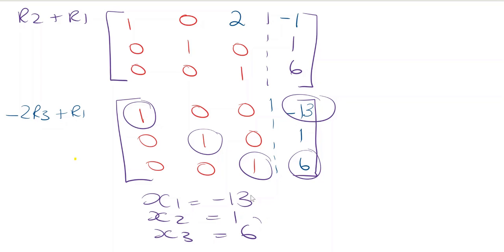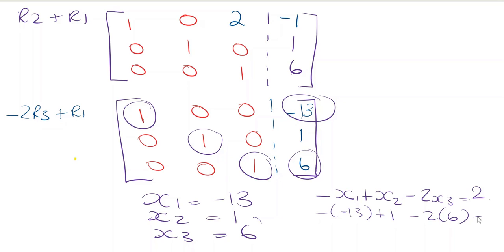If we check this in the original equation, which was -x1 plus x2 minus 2x3 is equal to 2. So we've got minus minus 13 plus 1 minus 2 times 6. So this is 13 plus 1 minus 12. 14 minus 12 is 2. Correct.